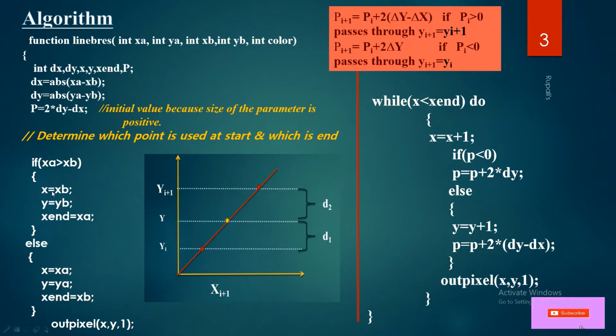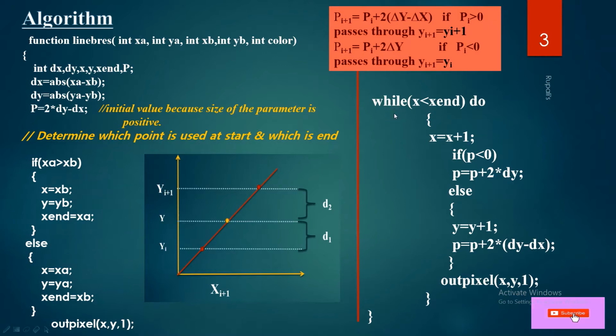So, the starting pixel x, y, I am plotting with the pen color 1. Here color is an integer value. So the color is 1 and I am plotting the starting pixel x, y. So first plot the starting pixel.